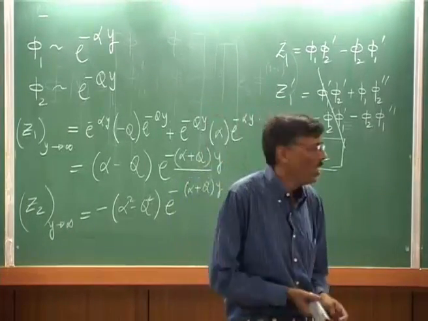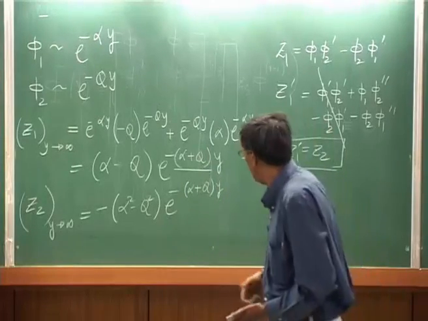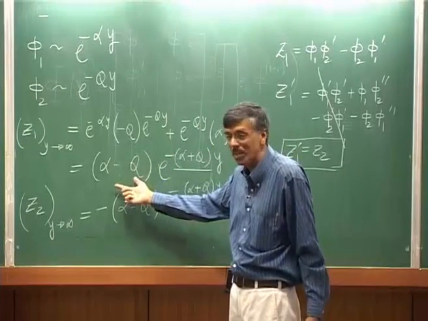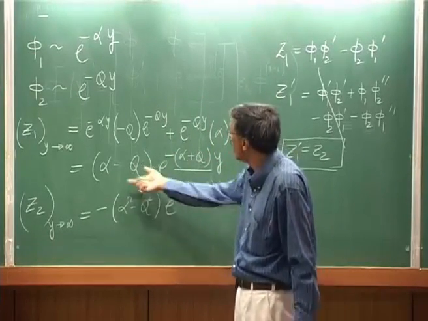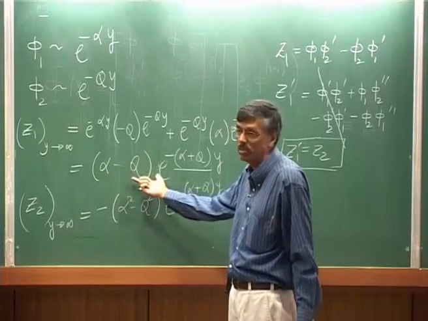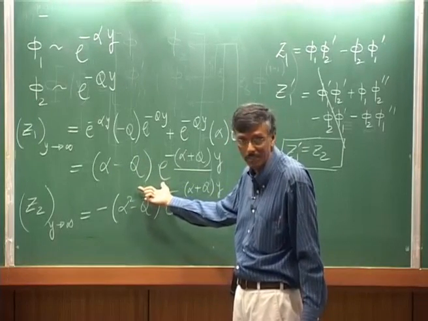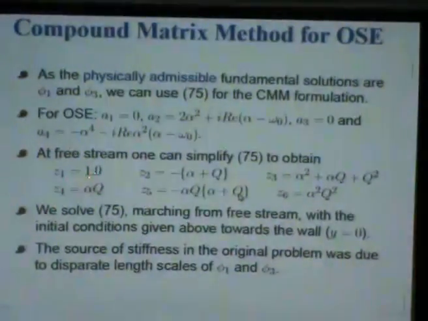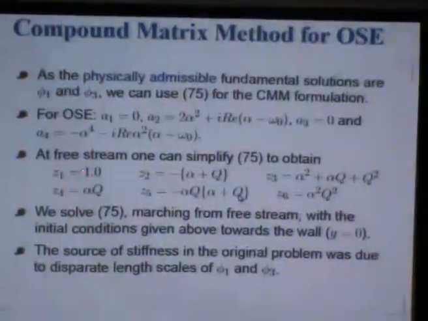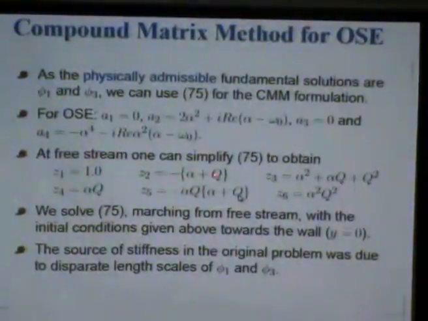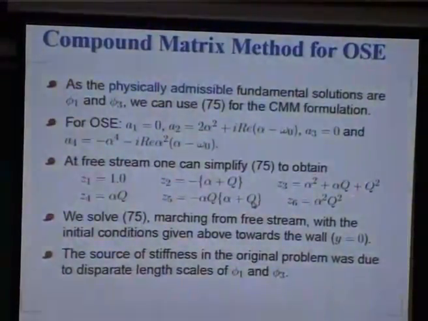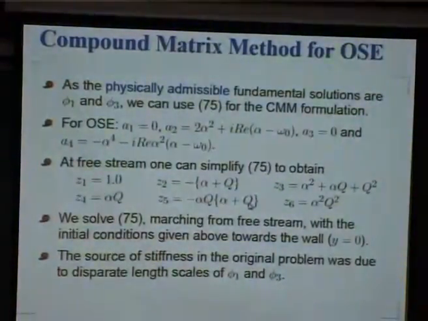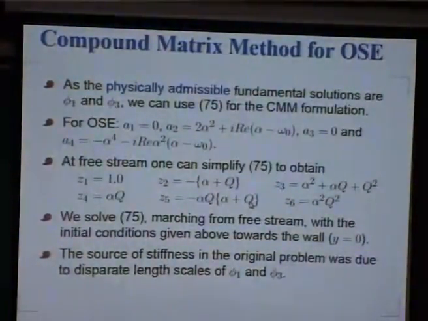So, what we have is an estimate for the qualitative variation of these functions with y. So, I can see a common factor appearing here, and I could factor it out from all the quantities, right. So, that is what I did here. We set z1 equal to 1 here. Okay. If I do that, immediately z2 becomes minus of alpha plus q, and you check it out for yourself that z3 will be again alpha square plus alpha q plus q square, and so on and so forth. So, that is your starting solution.